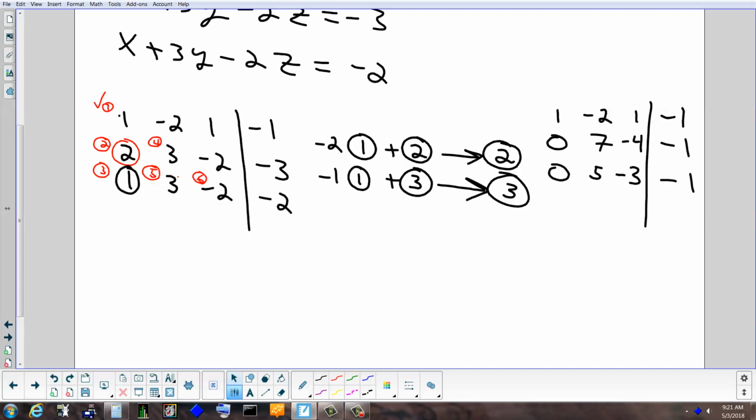Is it just a coincidence that all the endings ended up negative 1, or is it supposed to? No, it just happened. Yep. Okay. Any questions on that?